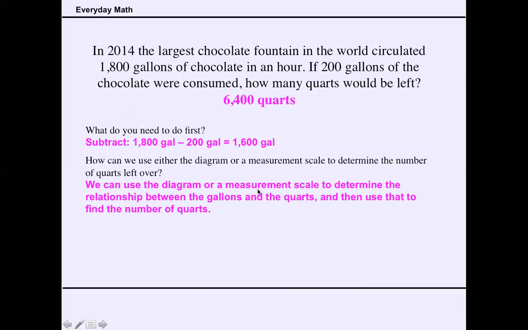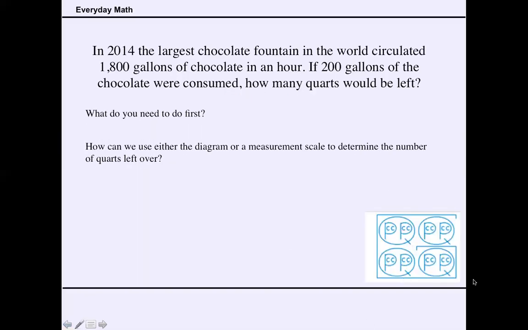We can use the diagram or measurement scale to determine the relationship between the gallons and the quarts, and then use that to find the number of quarts. So we're just looking at the relationship. We're looking at how many quarts are in a gallon, how many pints are in a quart, how many cups are in a pint, and that helps us figure out this math.